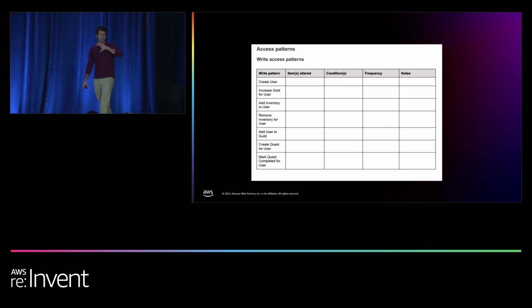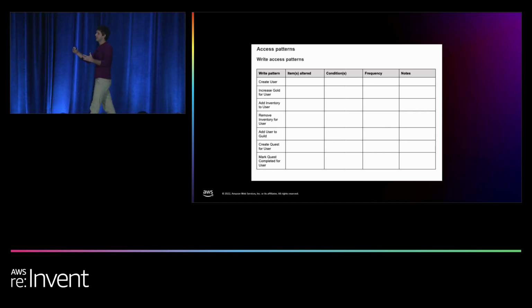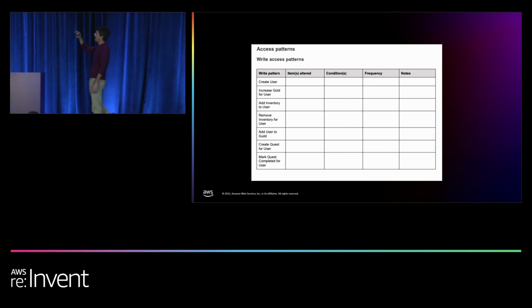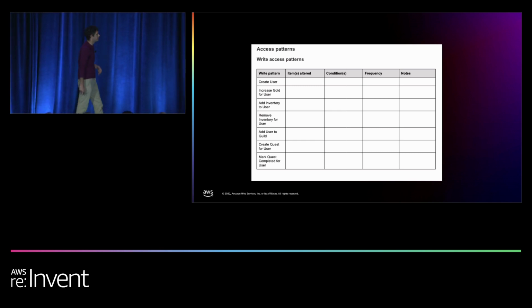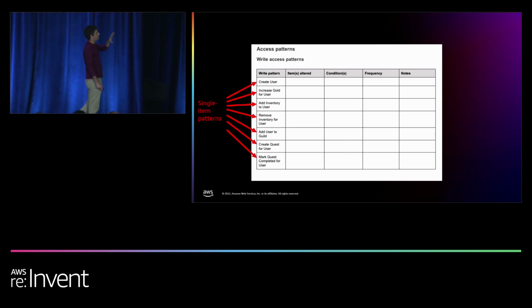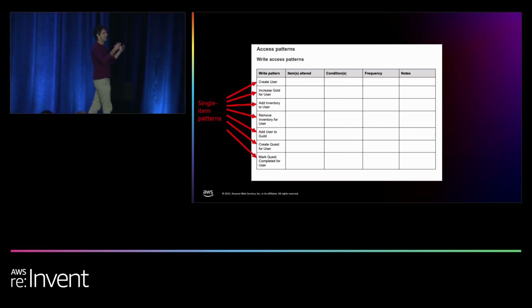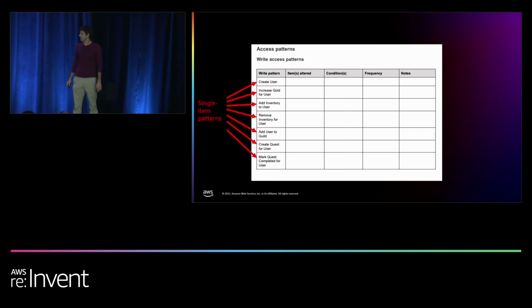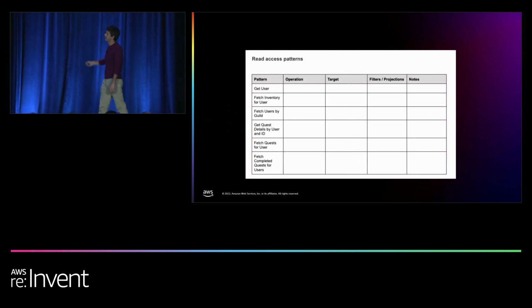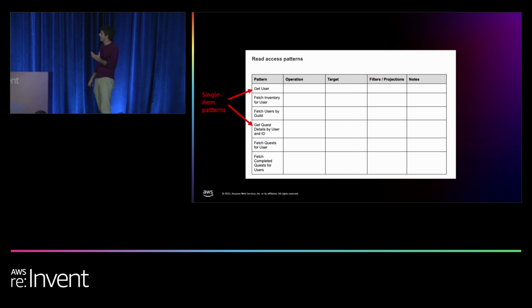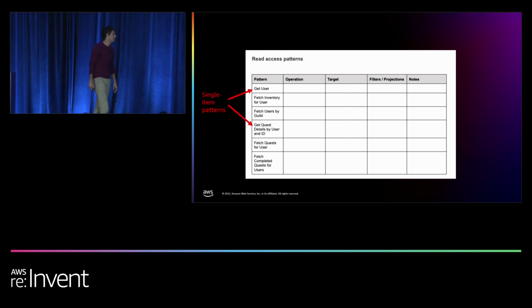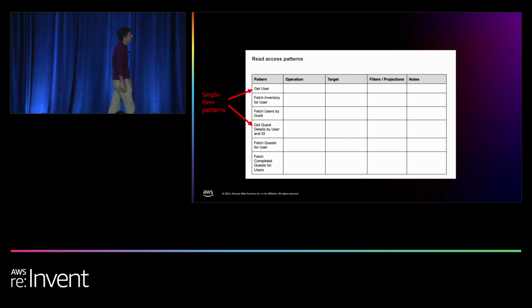So how do we do this? We can look through our access patterns here. I generally like to start with write access patterns. If you look at all the write access patterns, creating a new user, increasing gold for a user, creating a quest for a user, all of these are single item patterns. We're working on a single item in that request. And same thing with our read access patterns. A few of these are what I call single item patterns as well: get a user, get the quest details for a particular user and quest ID.